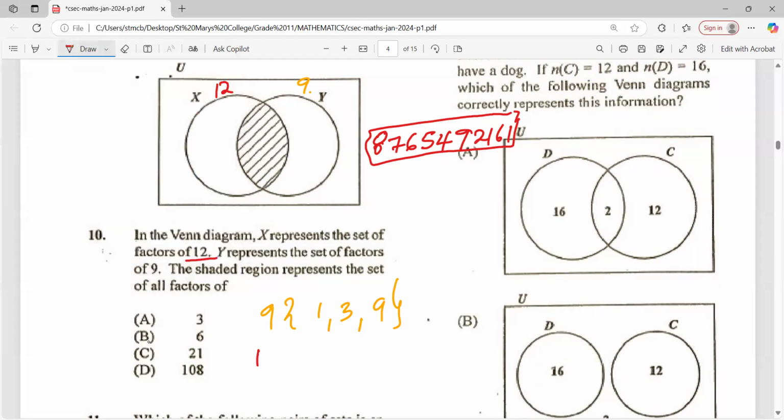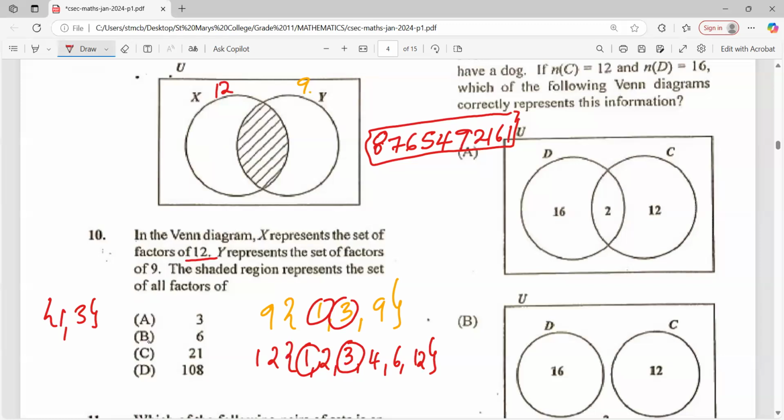All right, so let's list the factors of 12. 1, 2, since it's an even number, 3, 4, 6, and 12 itself. So we're going to look at what numbers are common. So this is 1, 3. That's it. Now we have 1 and 3.